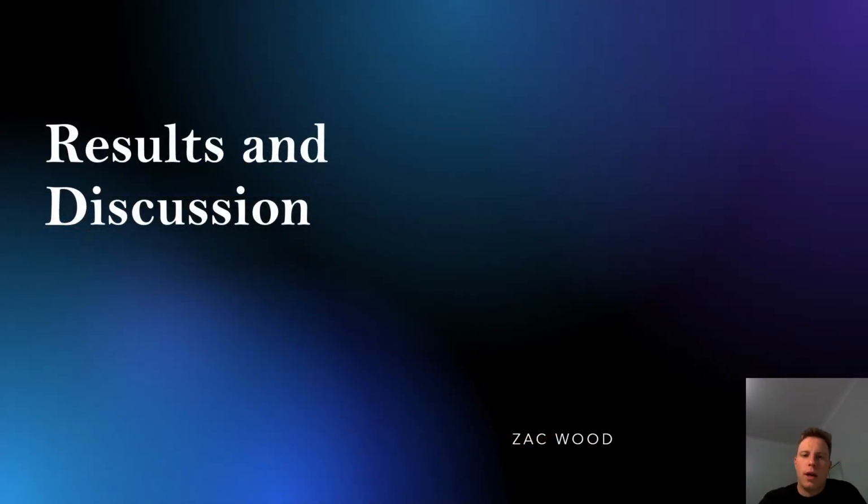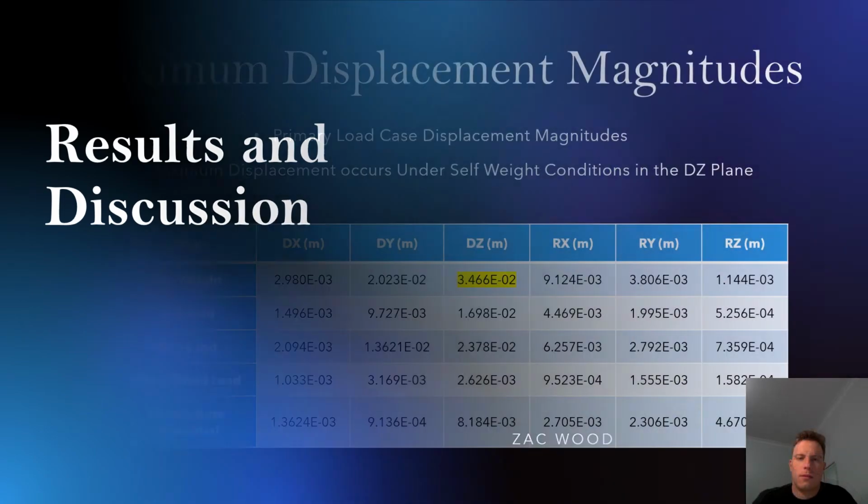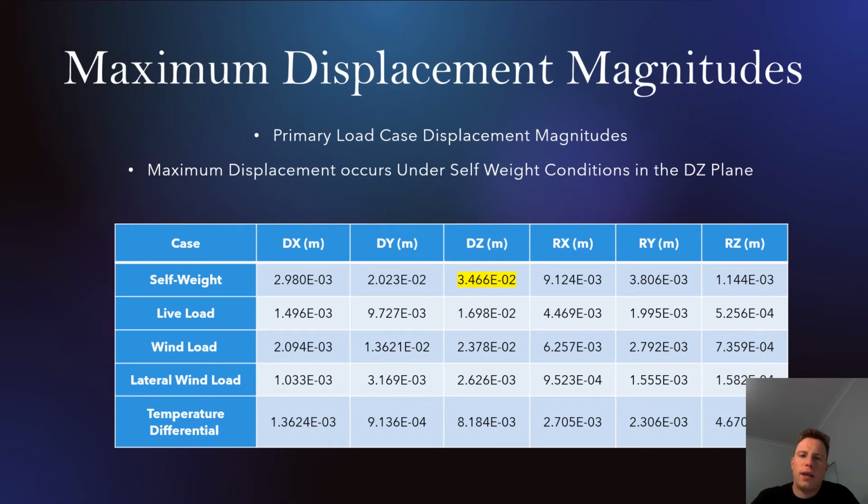My name's Zach Wood, and I'll be sharing some results of our analysis of the Strand 7 model. After running the analysis of the model, we get a rundown of the maximum displacement magnitudes for the primary load cases. The primary load cases include a self-weight, live and wind load, lateral wind load, and the temperature differential load case. The table gives a rundown of the maximum magnitudes in various planes, with the maximum value occurring under the self-weight load case in the z-plane direction.